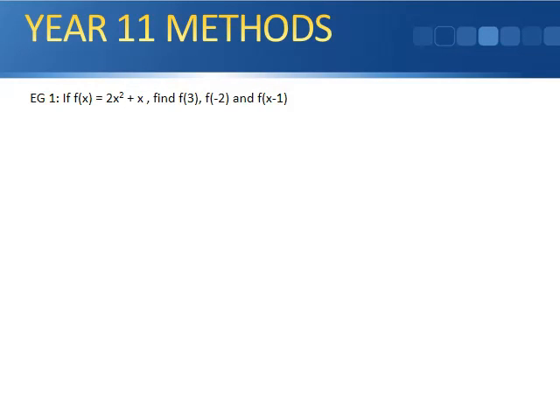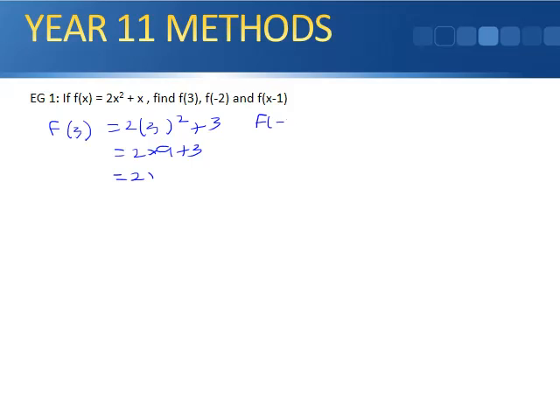Example 1. If f of x equals 2x squared plus x, find f of 3, f of negative 2, and f of x minus 1. Well, that's pretty easy. Wherever I see an x, I put a 3 for the first one. So I get 2(3) squared plus 3. So I've got 2 times 3 squared is 9, plus 3. 9 twos are 18, and 3 is 21.